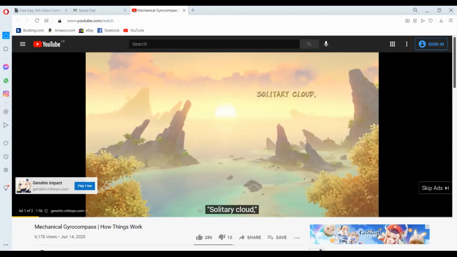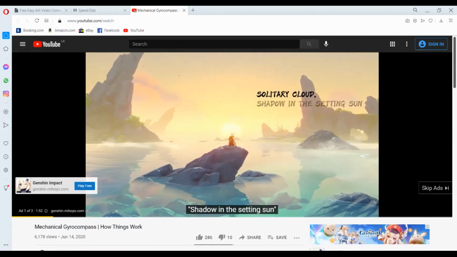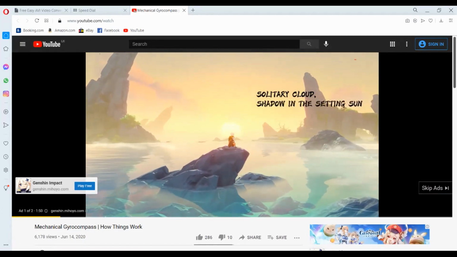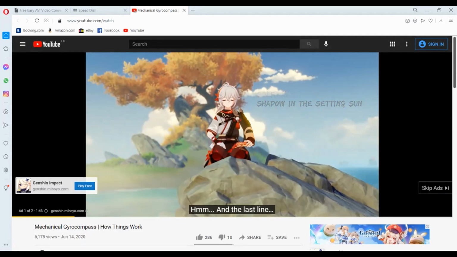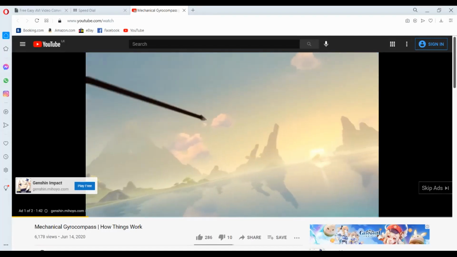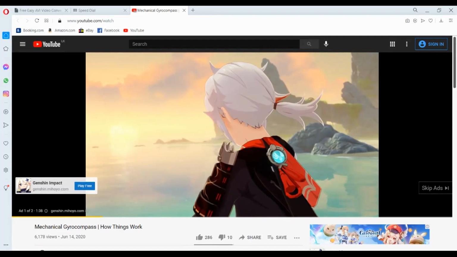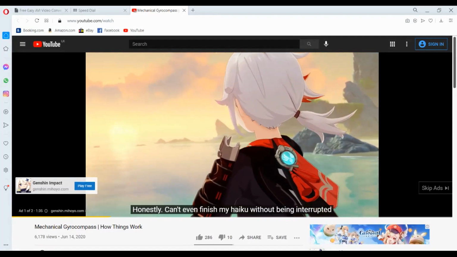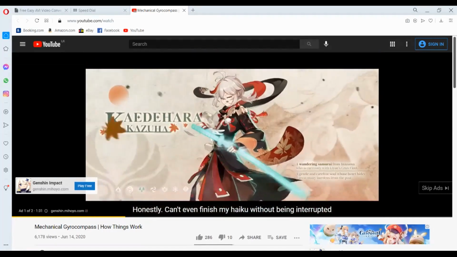Solitary cloud. Shadow in the setting sun. And the last line. Honestly, can't even finish my haiku without being interrupted.